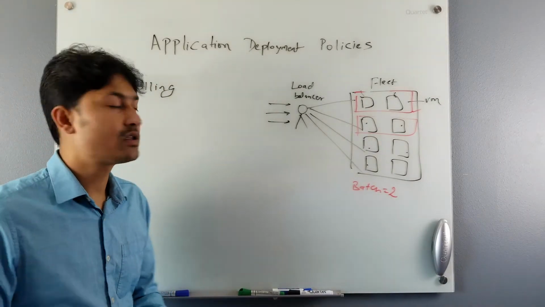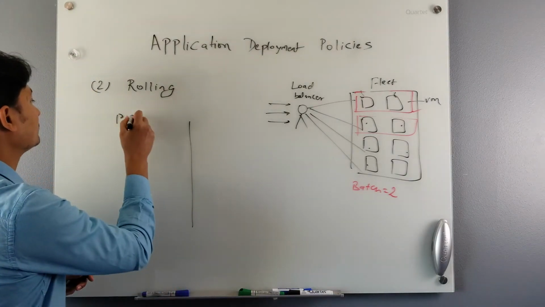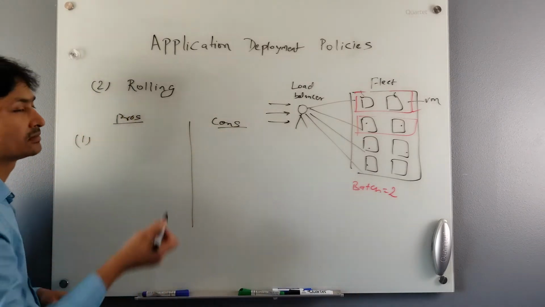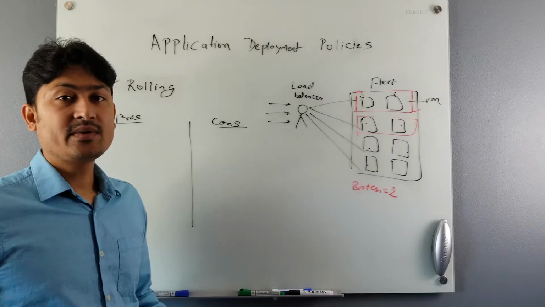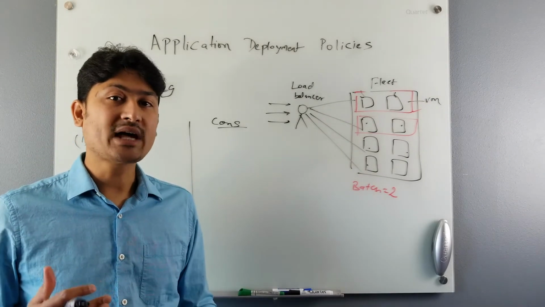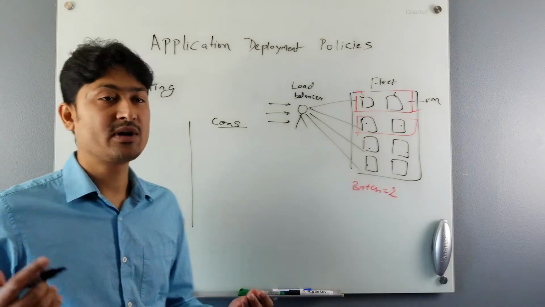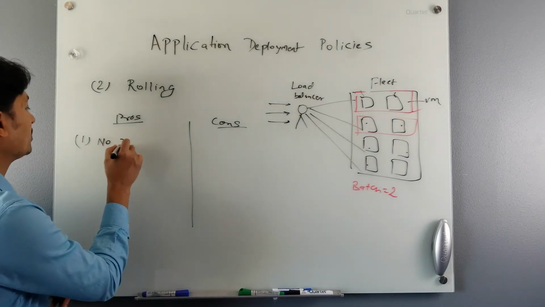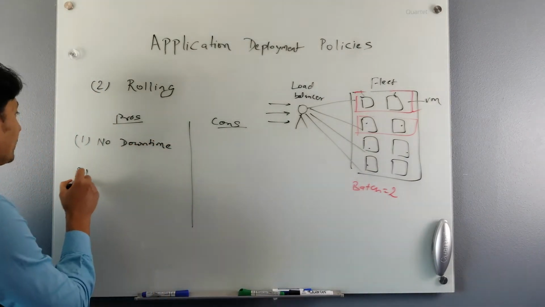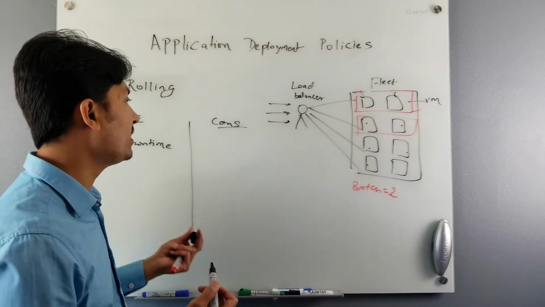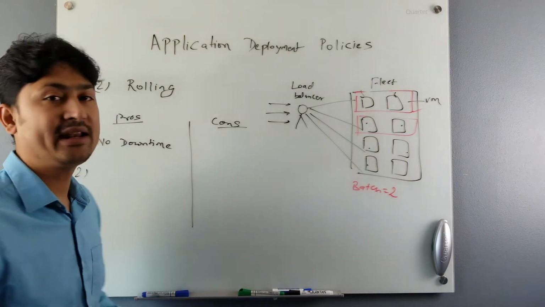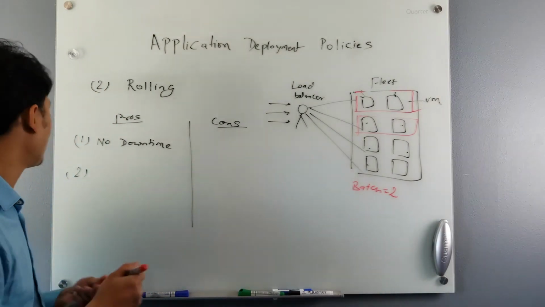Let's see what are the pros and cons of the rolling deployment. As you can see, unlike all at once, in rolling deployment you don't have any downtime, because at any point of time, you have some servers serving the customer traffic. So no downtime. The second benefit with the rolling deployment is no additional cost. You don't require any additional server or resources to perform the deployment.